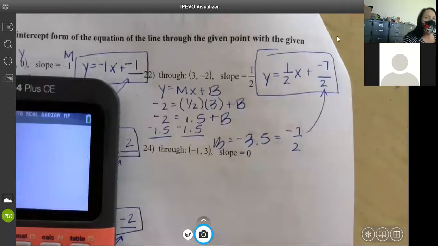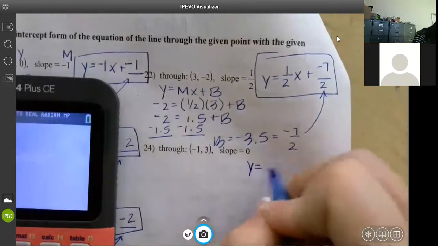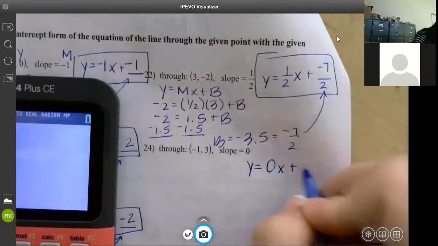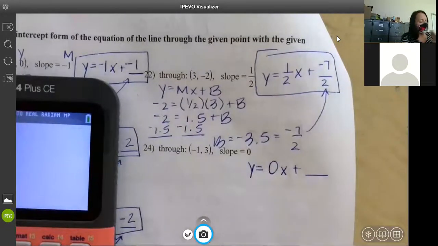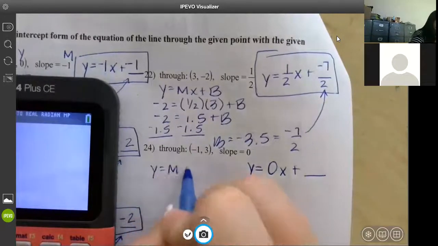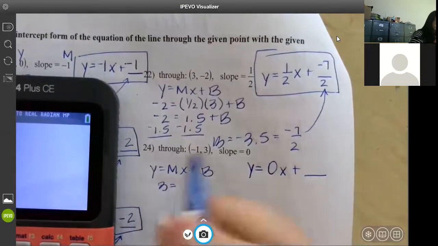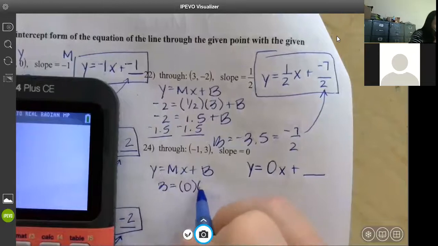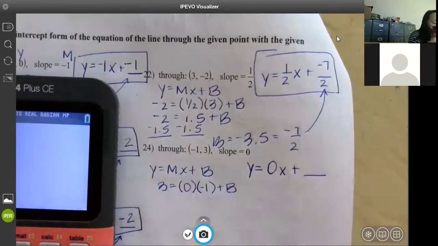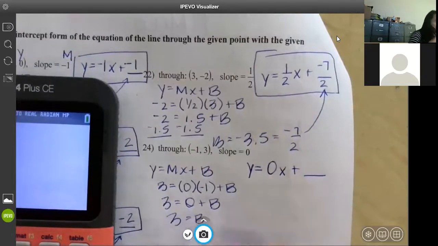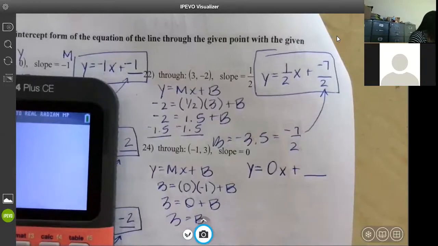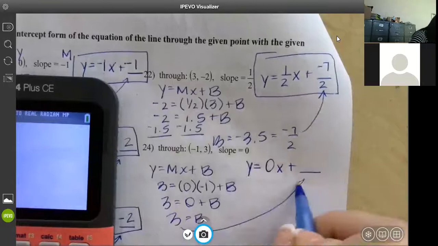All right. So the next one, our answer is going to be y equals, our slope is 0x plus blank. So we're going to fill in our equation, y equals mx plus b. What's our y coordinate? What's our slope or m? What's our x coordinate? And then plus b. What's 0 times -1? 0. Remember, a 0 doesn't matter. 0 plus b is just going to be b. Or if I subtract 0, it's still going to be 3. Okay, so whatever you do, it's still going to be 3. And that's going to go up here.